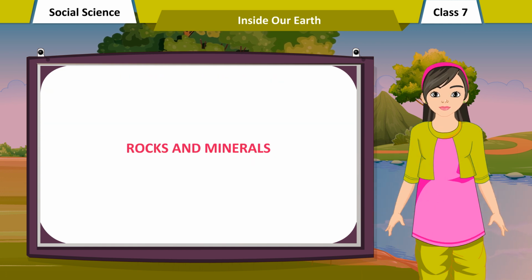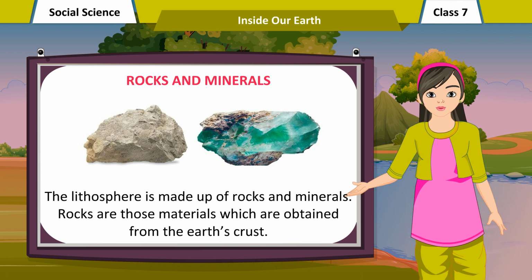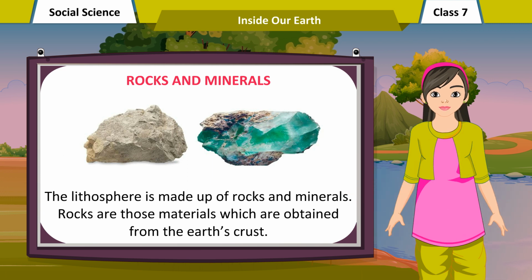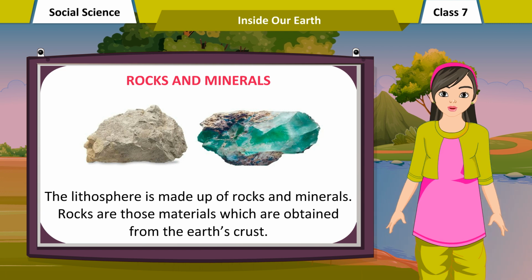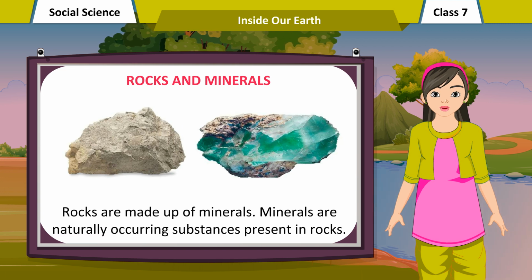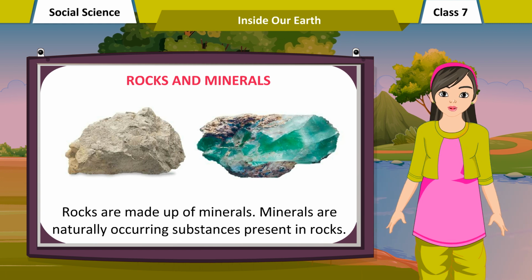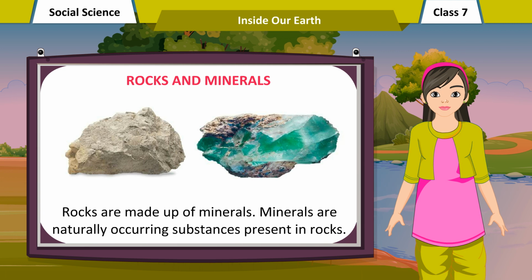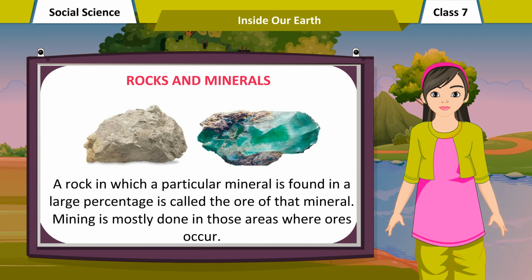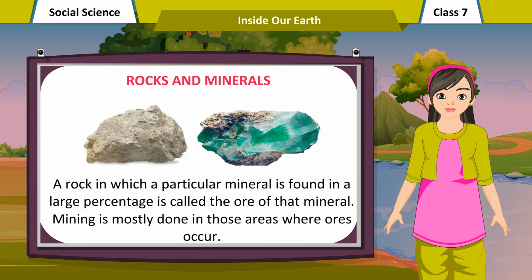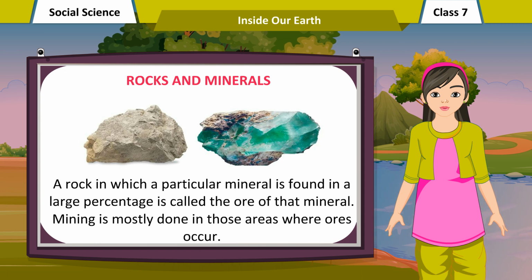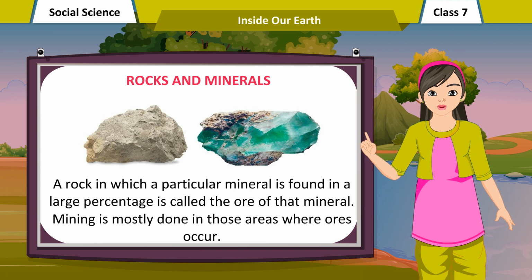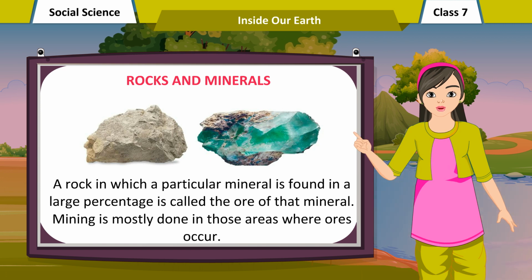Rocks and minerals. The lithosphere is made up of rocks and minerals. Rocks are those materials which are obtained from the Earth's crust. Rocks are made up of minerals. Minerals are naturally occurring substances present in rocks. A rock in which a particular mineral is found in a large percentage is called the ore of that mineral. Mining is mostly done in those areas where ores occur.